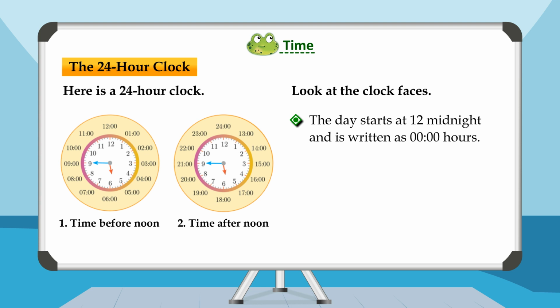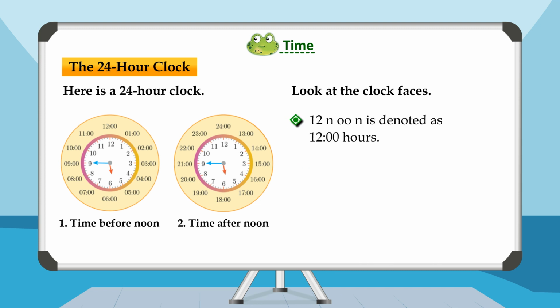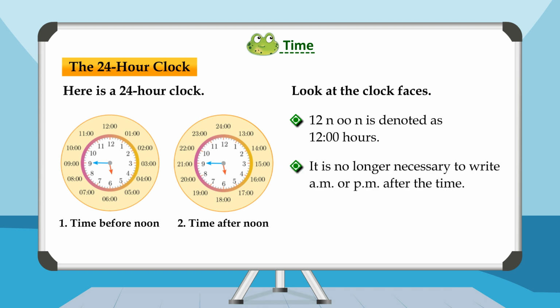The day starts at 12 midnight and is written as 00 hours. The day ends just before 12 midnight the following night and is written as 24 hours. 12 noon is denoted as 12:00 hours. It is no longer necessary to write AM or PM after the time.